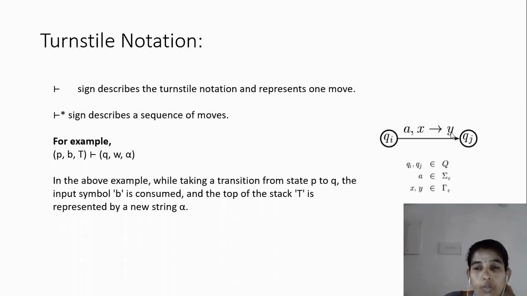So basically, if you want to make a simple transition, we need 6 elements. The first is your current state and the next state, P and U. Next, B is your consumed input, your current input, and W is your remaining input. The fifth element is the top of the stack element, denoted as T, and your new pushing element is denoted by alpha. So totally we have 6 elements.